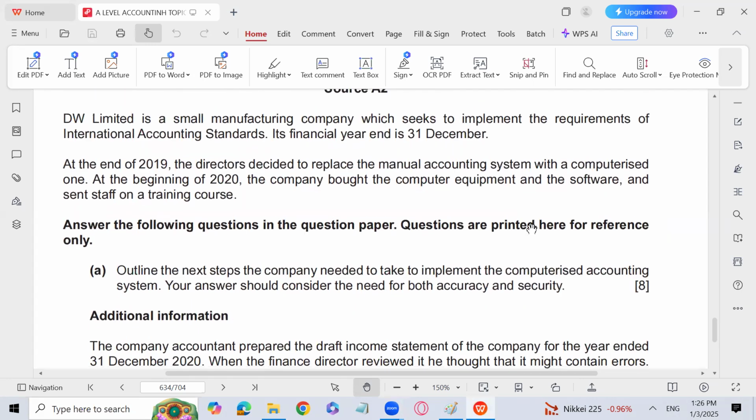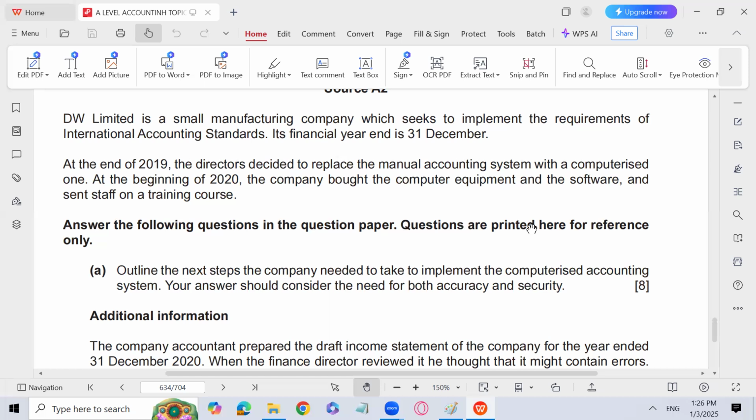DW Limited is a small manufacturing company which seeks to implement the requirements of International Accounting Standards. Its financial year ends on 31st December. At the end of 2019, the director decided to replace the manual accounting system with a computerized one. At the beginning of 2020, the company bought the computer equipment and the software and sent staff on a training course. Answer the following question. The question paper questions are printed here too for reference only.